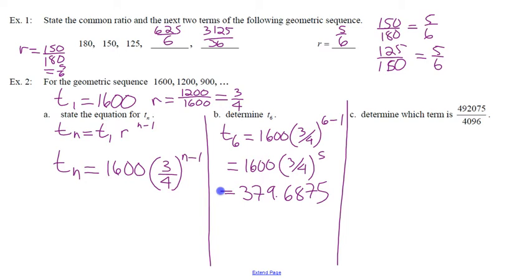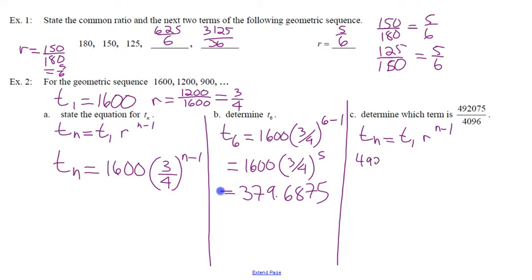Determine which term is 492075 over 4096. Well, we could kind of keep going, but I don't really want to do that. So let's go with our formula. T1 r to the n minus 1. We know T sub n, right? It's going to be this. This is the nth term we're trying to figure out.